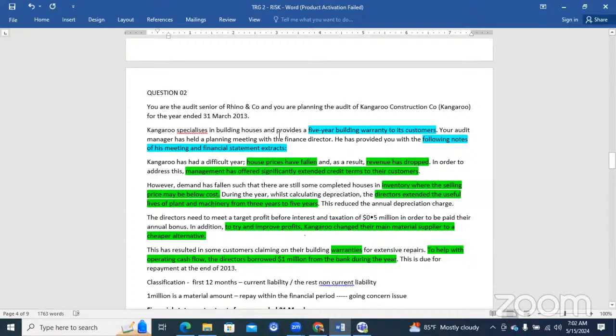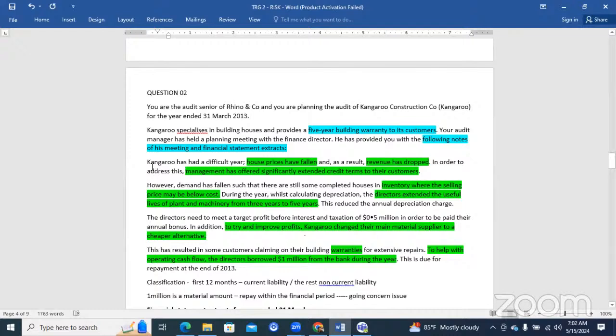Kangaroo specializes in building houses and provides a 5-year building warranty to its customers. Giving a warranty to customers is repeatedly tested in case studies. Giving a warranty creates a present obligation arising from a past event. What is the past event? I made a sale. The present obligation is the warranty claim: 5 years from the date of sale, this obligation arises. That comes under IAS 37 provision. So that is one problem here. Mark it: the first problem is an IAS 37 provision related issue. If the provision is not created, provision is understated and profit overstated.